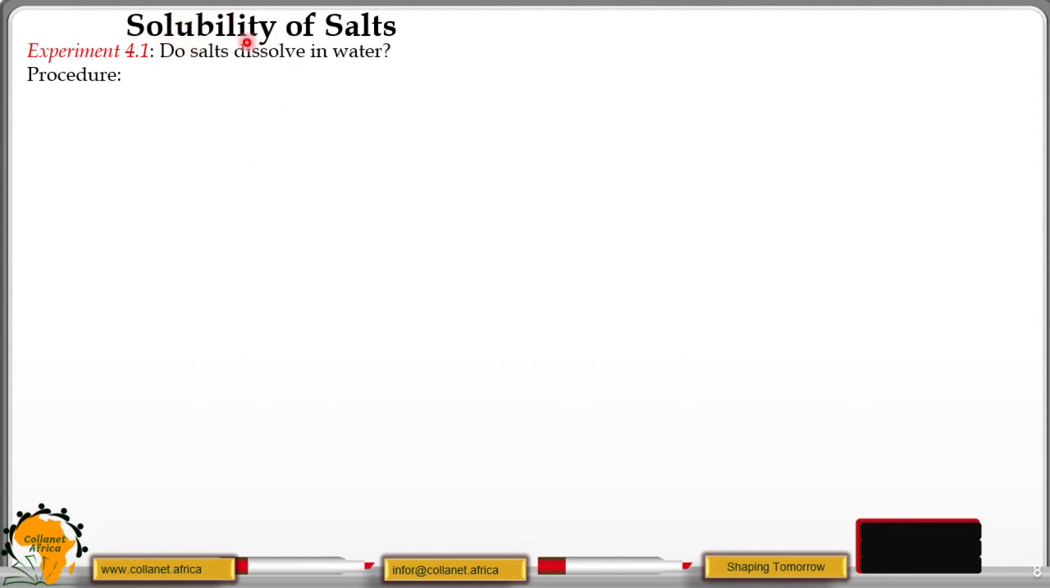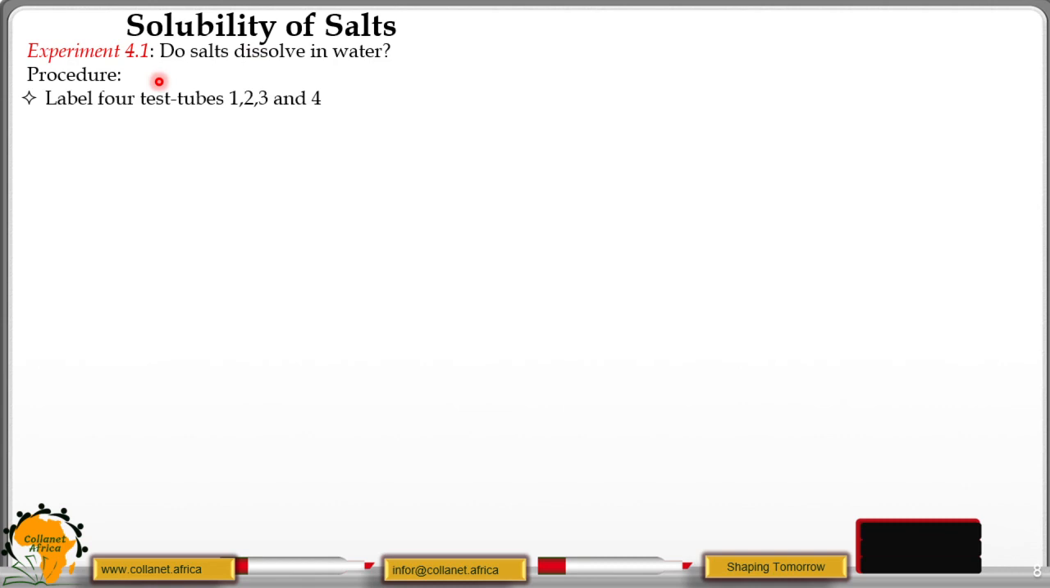In today's lesson we shall look at the solubility of salts in water. We shall further look at the solubility of bases in water. So in this experiment 4.1 we are going to see which salts are dissolved in water.